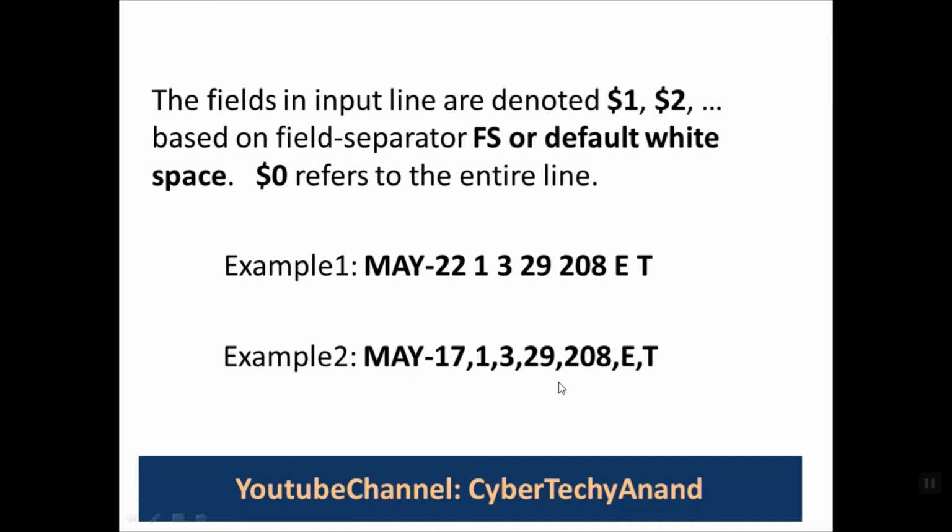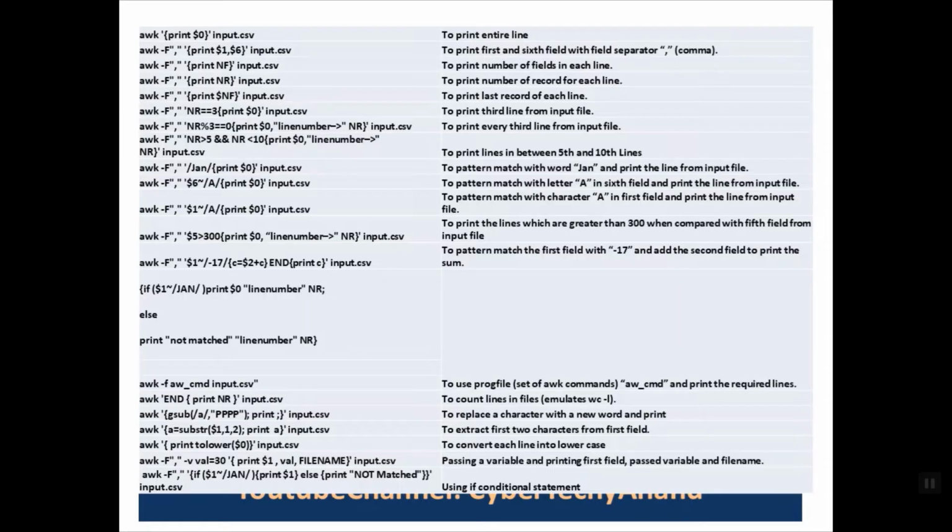Okay, then moving to the next. I'll just take you through this set of some 20 odd commands. This will make you guys well versed in using the AWK command. The first one is AWK print $0 input CSV, this input file. It is going to print the entire line.